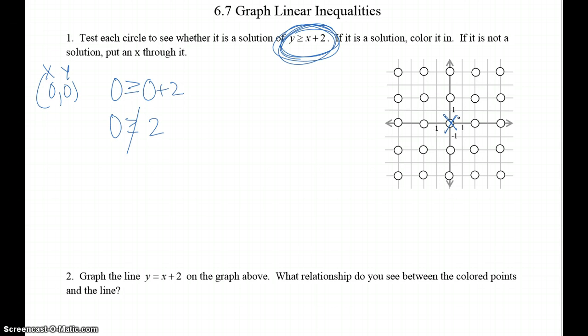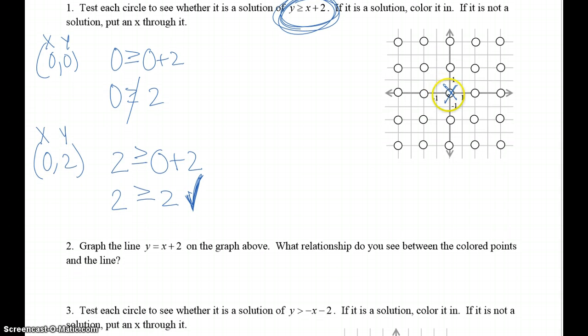Let's move up the y-axis and plug in the point 0, 2. If x is 0 and y is 2, we get 2 is greater than or equal to 0 plus 2. Simplify, and we get 2 is greater than or equal to 2. Is that true? Yes, because it meets the or equal to part of it. So this point is a solution. It's going to work, so we will color that in.